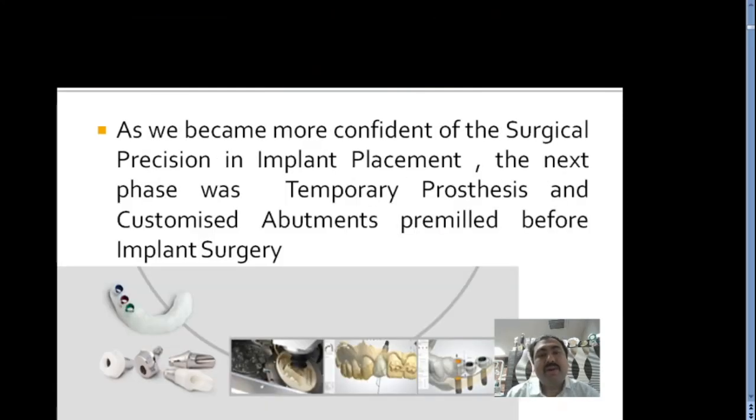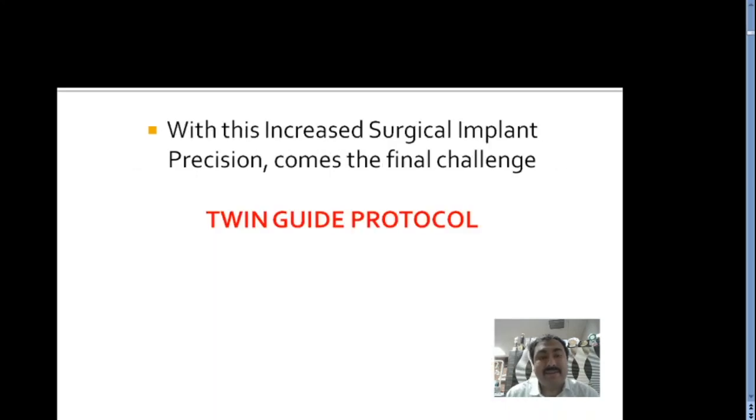As we became more confident of the surgical precision in implant placement, the next step, as has already been discussed in webinars, is that the temporary prosthesis and the customized abutments are available pre-made before the implant surgery. So with the guide, you get the temporary prosthesis and the customized abutments, and all these things are already there. As we see increased surgical implant precision, we come to the final challenge, and let's begin with today's webinar, that is the twin guide protocol.